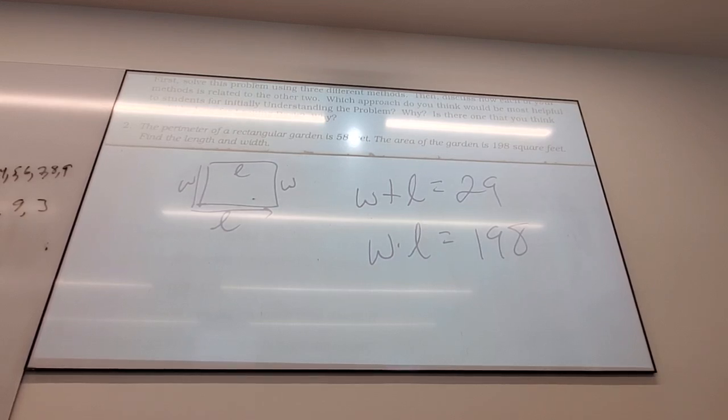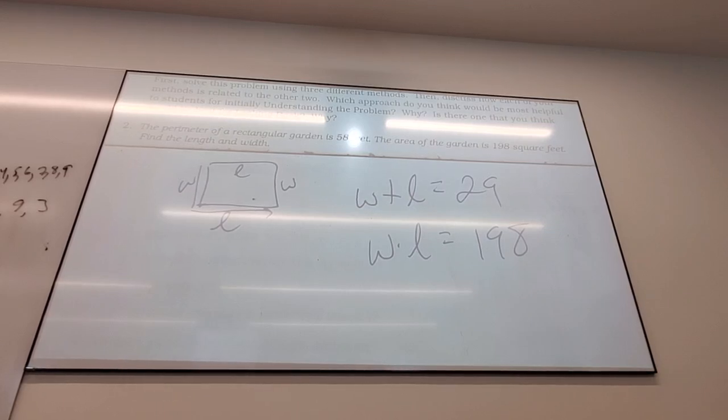This is a number puzzle now. I need 2 numbers that add to be 29. And what else has got to be true? Could I have a negative width? No. I can't have a negative width or a negative length. So I know it's got to be 2 positive numbers that add to be 29 and multiply to be 198.